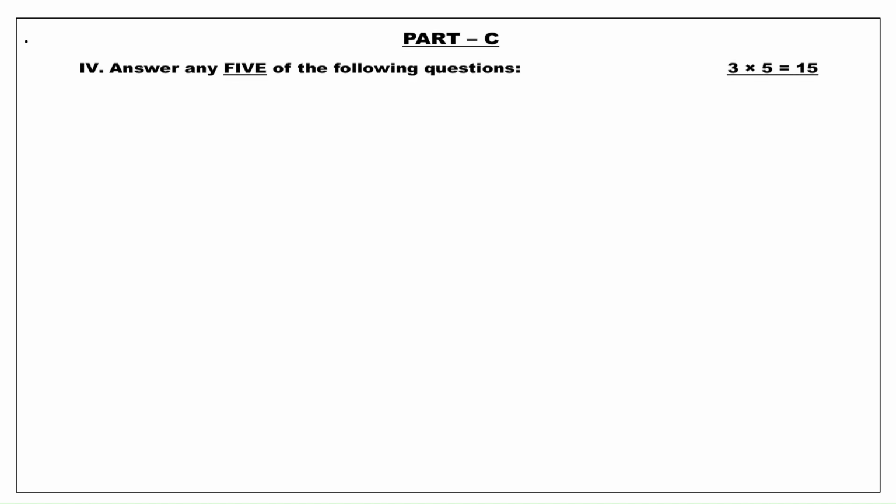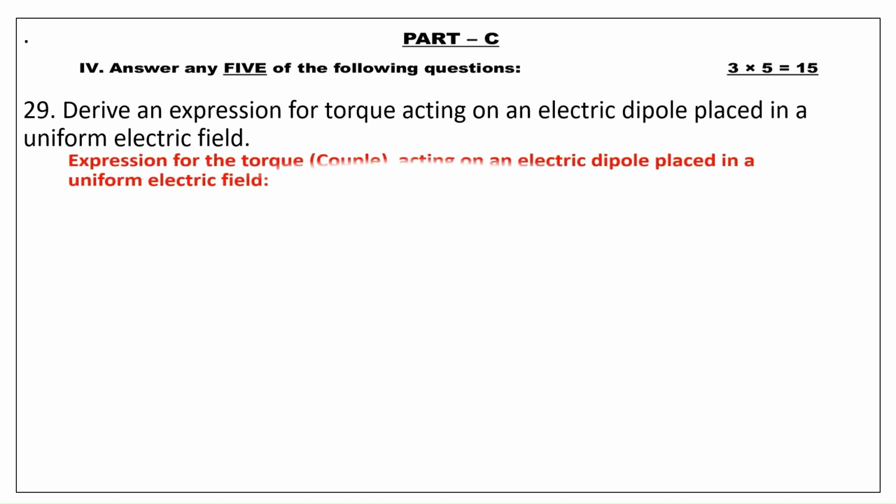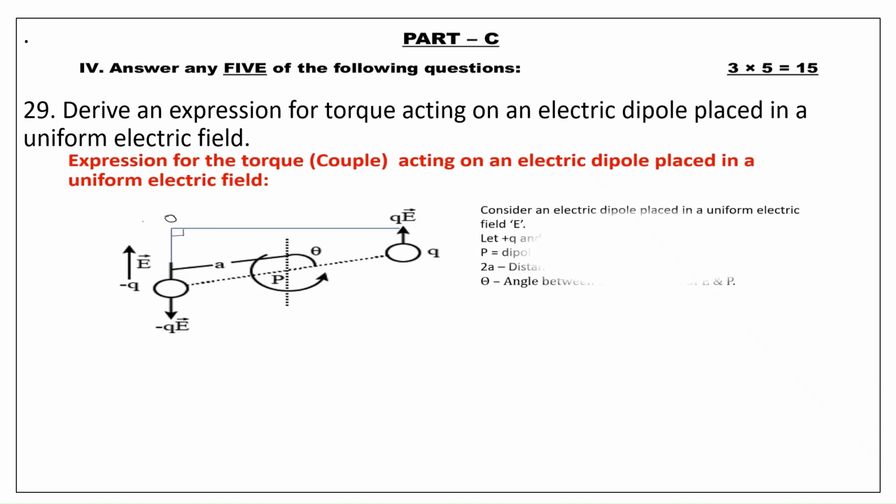Let's start. Part C. Answer any 5 of the following questions. Each question carries 3 marks. Question number 29. Next. Expression for the torque, couple, acting on an electric dipole placed in a uniform electric field. From the figure. Consider an electric dipole placed in a uniform electric field, E.